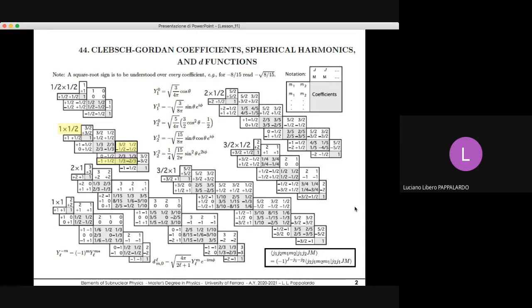Okay, so let's now apply all this formalism to set some constraints on the cross-sections of strong reactions. So let's go back now to the blackboard.